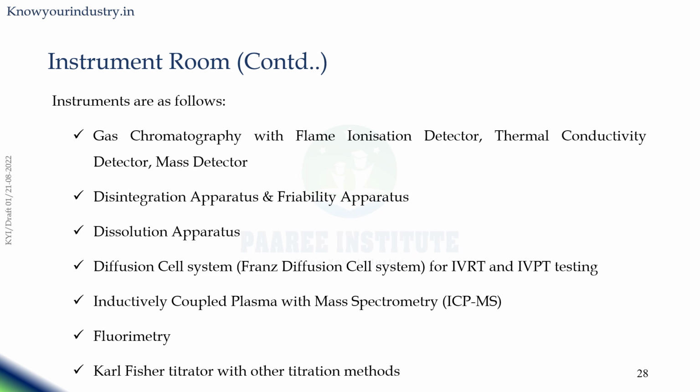The laboratory may also contain gas chromatography with flame ionization detector or mass detector, and if it is a pharmaceutical analytical laboratory for the testing of finished products, the disintegration apparatus or friability apparatus can be equipped. Dissolution apparatus can be used, and there can be a diffusion cell system, Franz diffusion cell system, we call it, which we use for in vitro release testing or permeation testing.